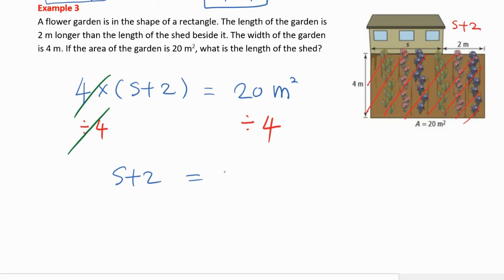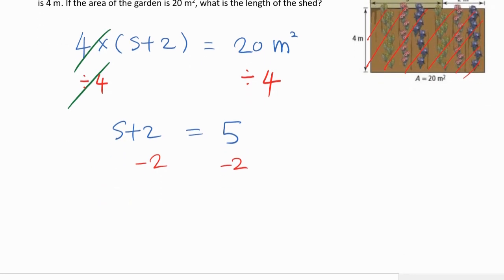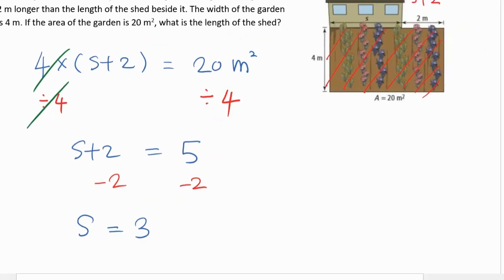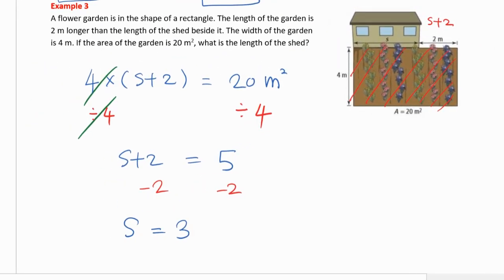20 divided by 4 is 5. And let's isolate S by subtracting 2 from both sides. Then S will be 5 minus 2, which is 3. So here, the length of the shed will be 3 meters.